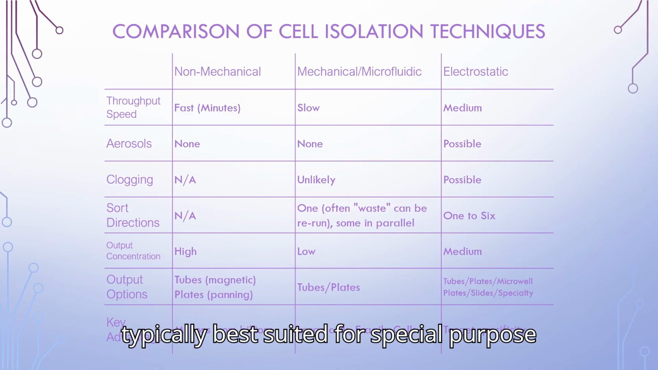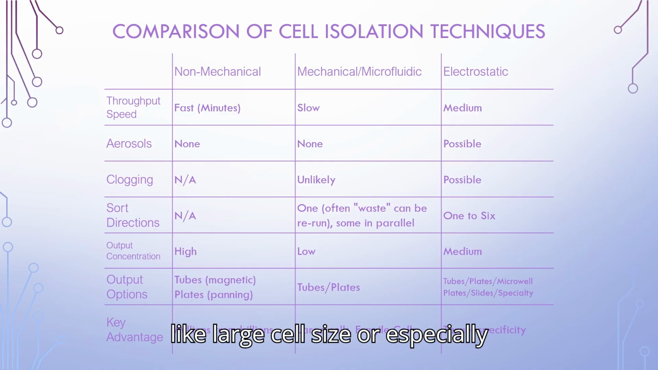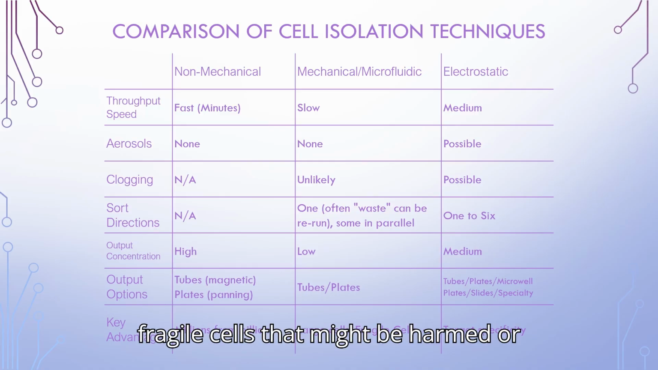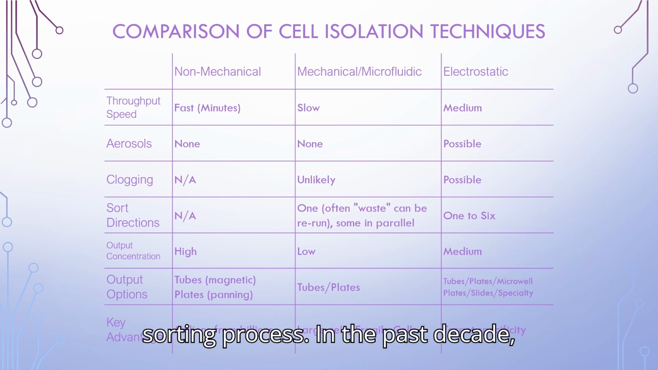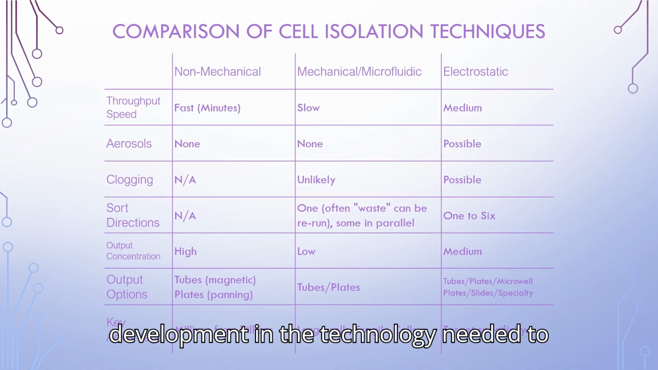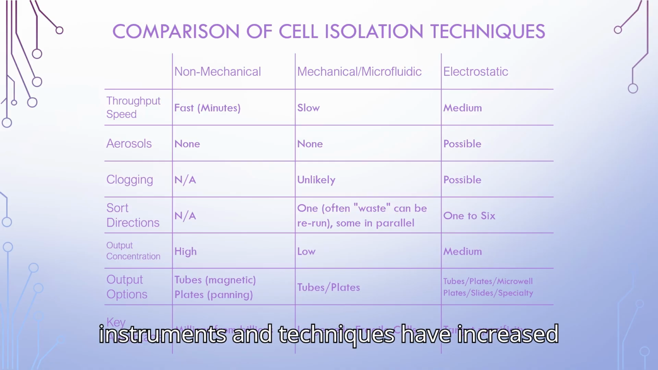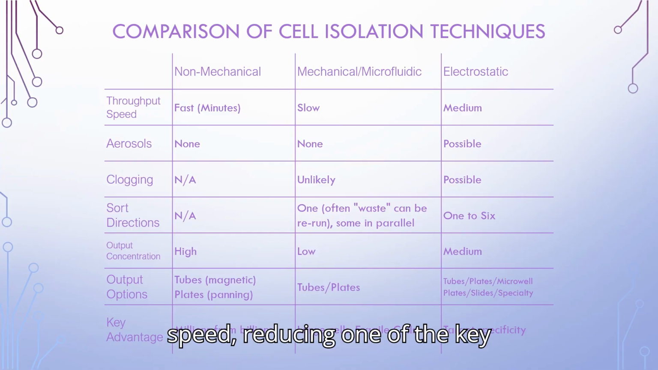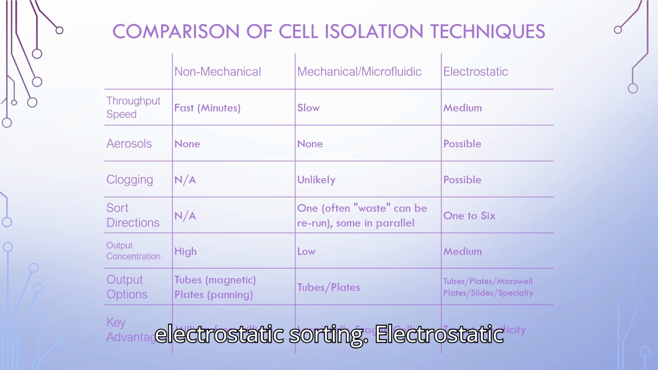Mechanical methods are typically best suited for special purpose cell isolation. This can include factors like large cell size or especially fragile cells that might be harmed or significantly altered by a more stressful sorting process. In the past decade, there has been a significant amount of development in the technology needed to advance microfluidic sorting. Newer instruments and techniques have increased speed, reducing one of the key differences between microfluidic and electrostatic sorting.